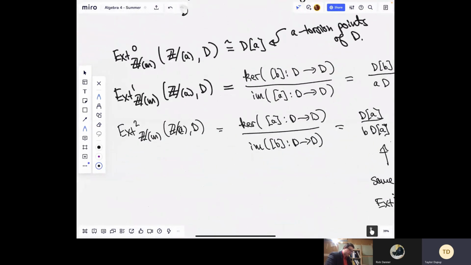Okay, so now we've computed these Exts. So again, the ring that you computed with respect to matters. That was kind of the point of this example.